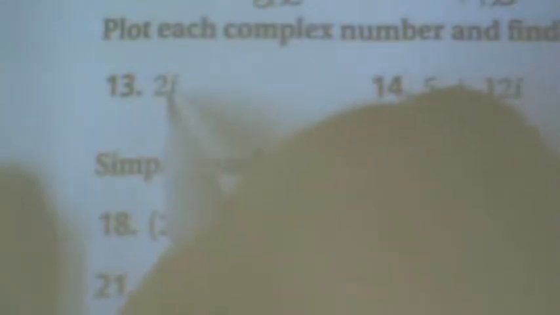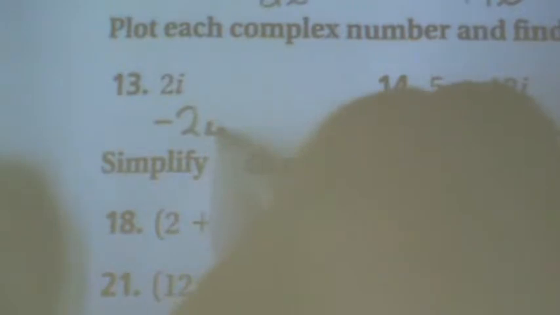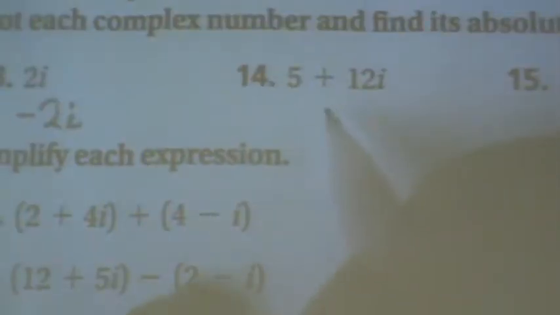The next problems, we are not going to plot these, we're going to plot these tomorrow. I just want to deal with finding the conjugate. For 13, I changed the directions here. The conjugate of 2i is -2i. For number 14, it'd be 5 minus 12i.